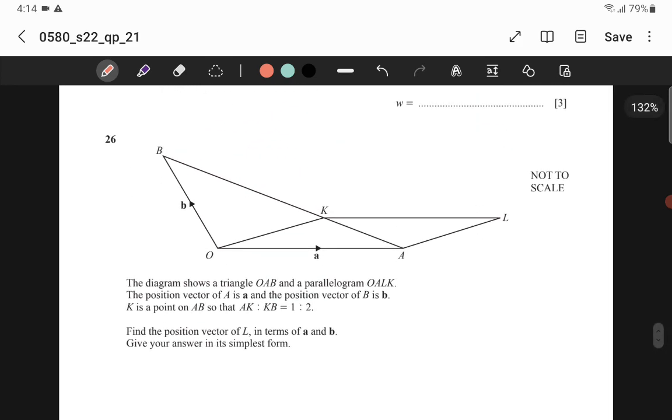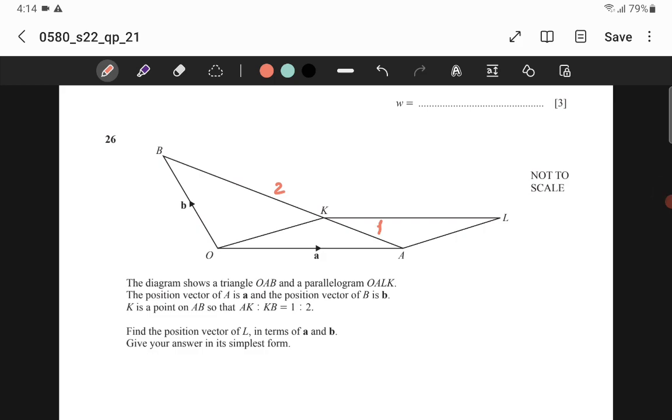Okay, so number 26, the diagram shows a triangle OAB, you can see here, and parallelogram OALK. The position vector of A is a. So the position vector means the vector from the origin, I think. And the position vector of B is b. So from O to B is b. And then K is a point on AB over here, so that AK to KB is 1 to 2. Okay, it's a ratio.